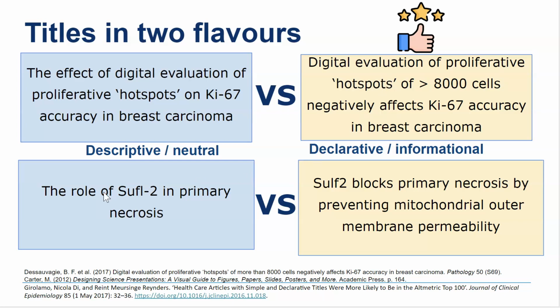For the second example, the role of something does not give information about the actual mechanism, whereas the yellow title does, necrosis and mitochondria. Why should we care about declarative versus descriptive titles? Well, research into the bibliometrics shows that the declarative or informational titles with simple words were more likely to be highly cited articles. So we're thinking of our audience.